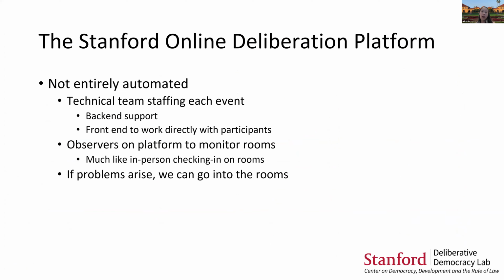For each event that we have, there is technical staff available on the back end for support, and there are actual humans that will help participants with technical support as well. And we have observers on the platform to ensure that discussion is actually happening behind the scenes. They don't intervene. It's much like if you had an in-person discussion and you had a set of rooms down a hall, and you would peek into the rooms just to make sure that everything was okay.